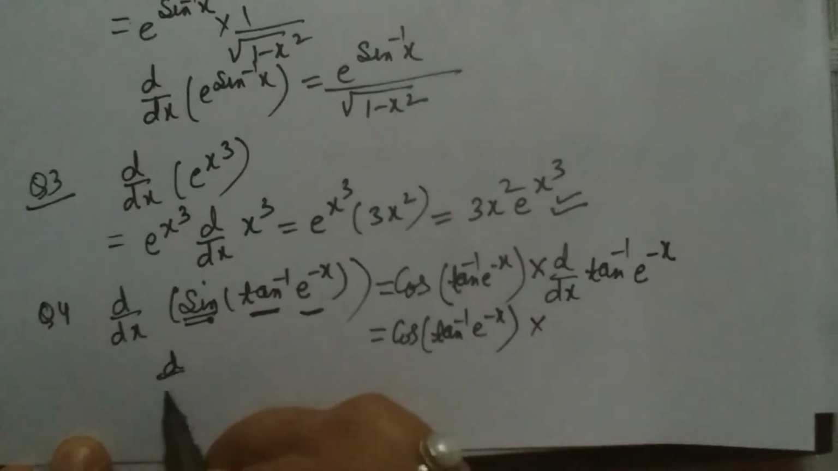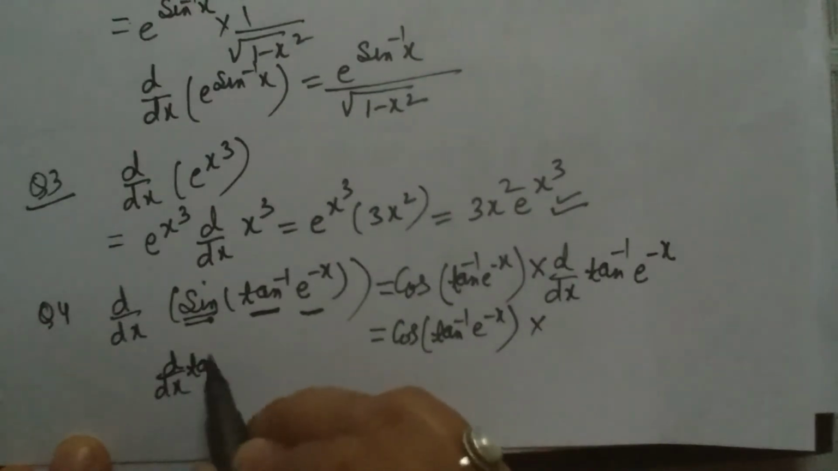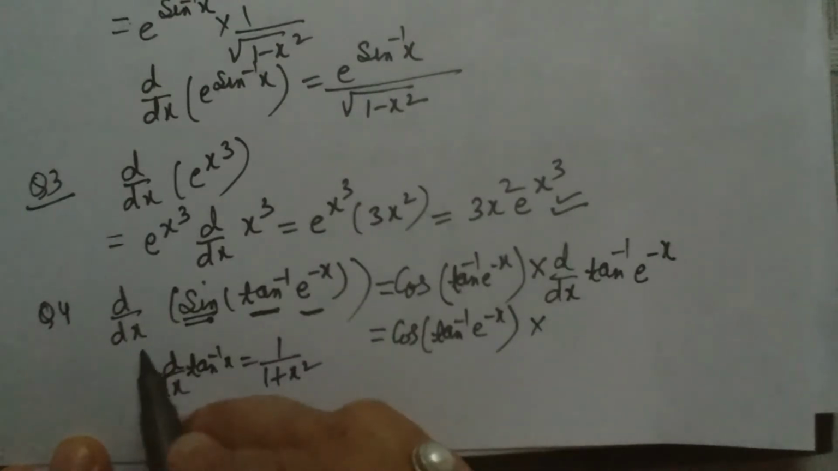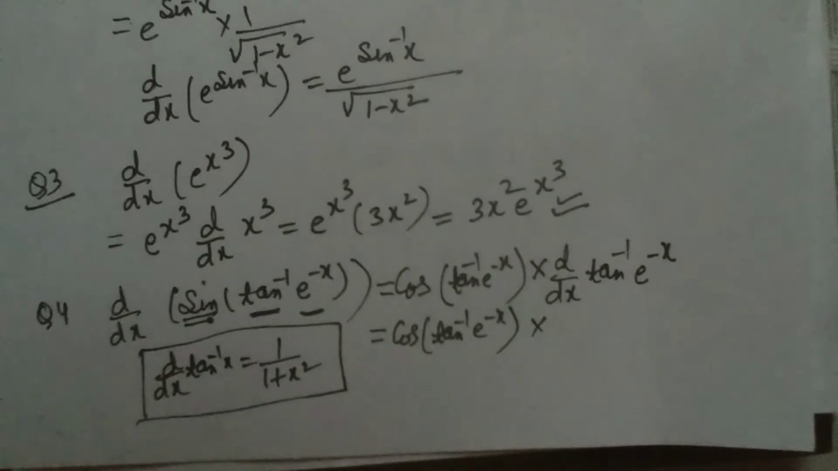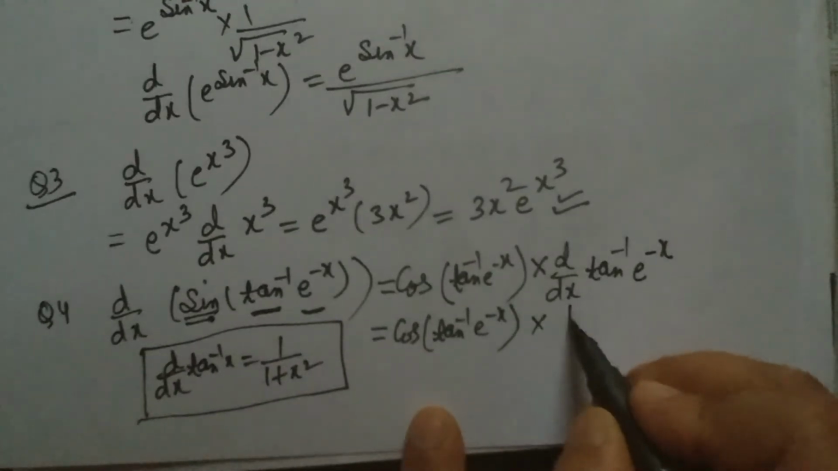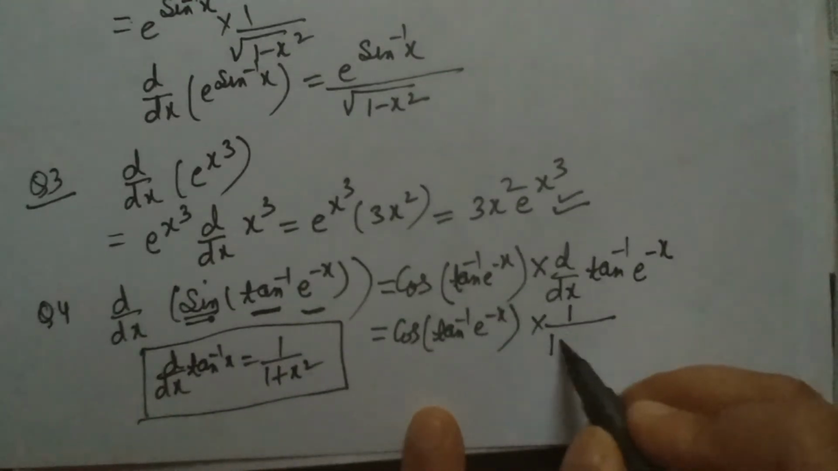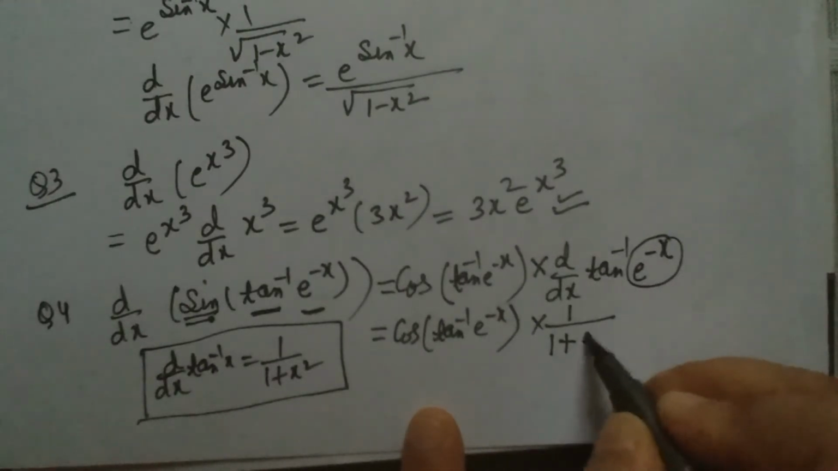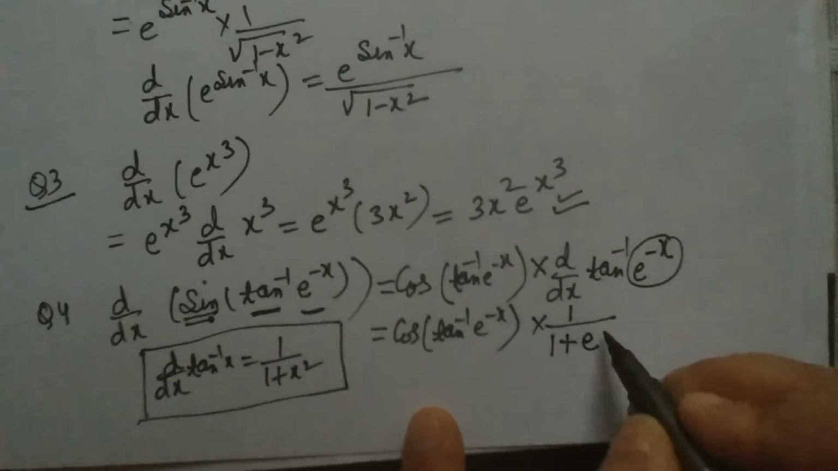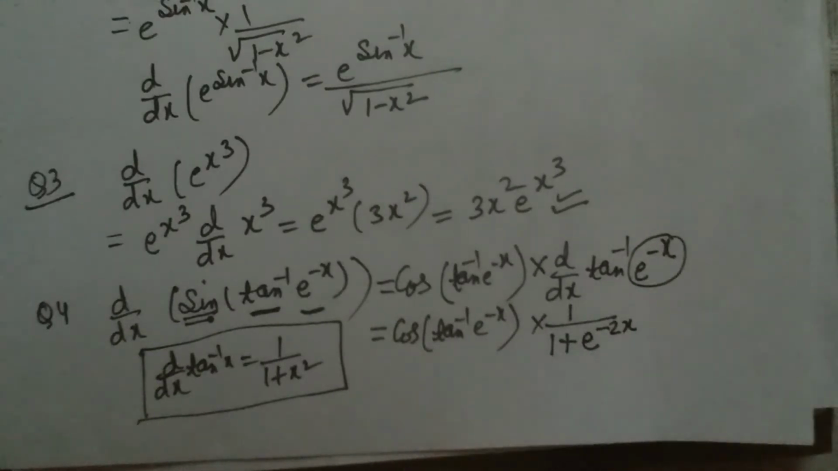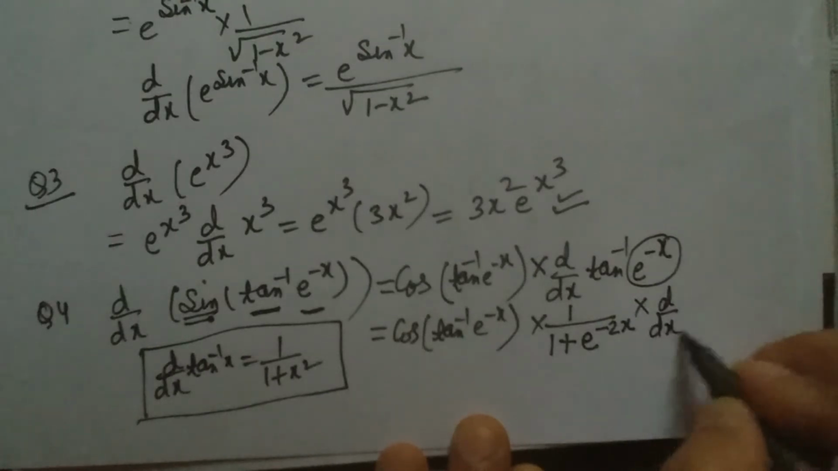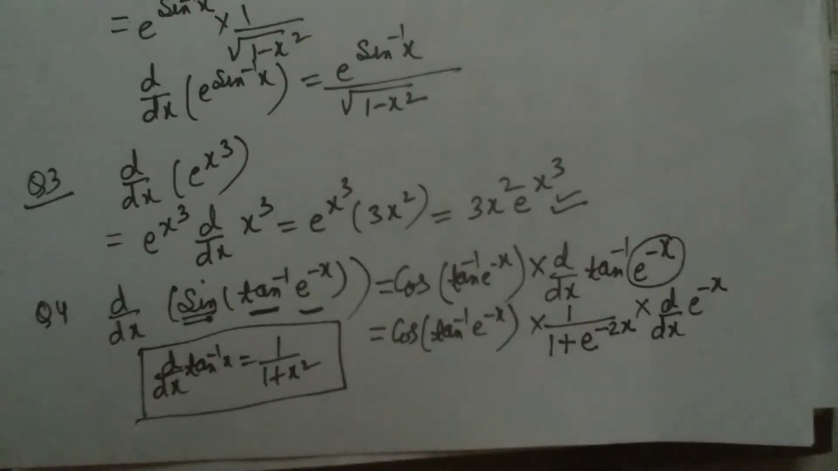The derivative of tan inverse x is 1 upon 1 plus x square. This is the formula box. So it becomes 1 upon 1 plus x square, where x is e raised to power minus x, so x square is e raised to power minus x whole square, that is, e raised to power minus 2x. Then the derivative of e raised to power minus x.